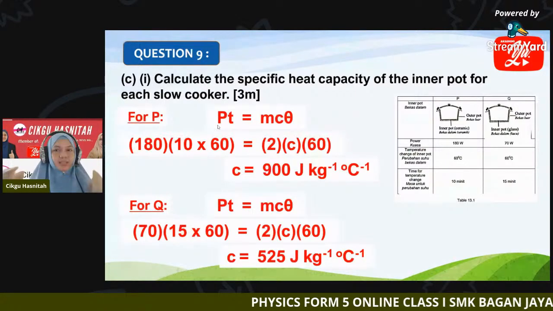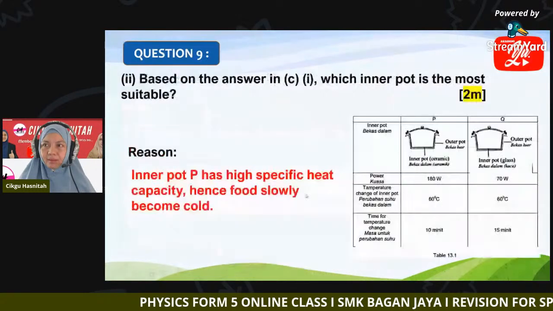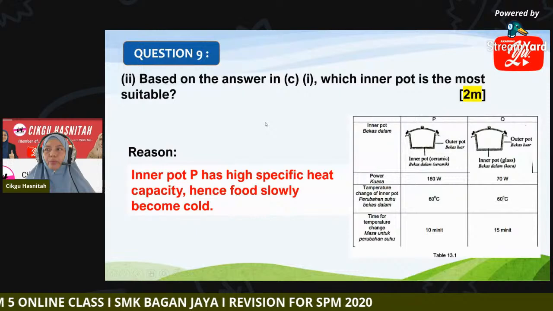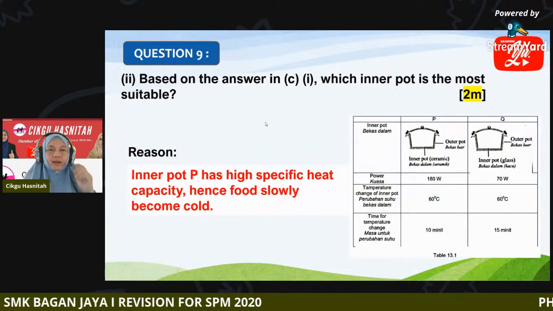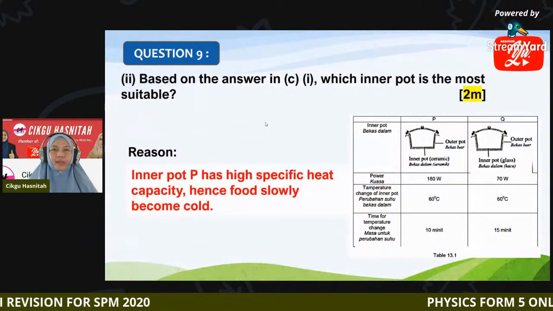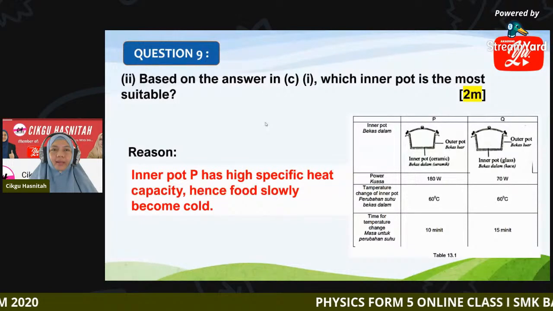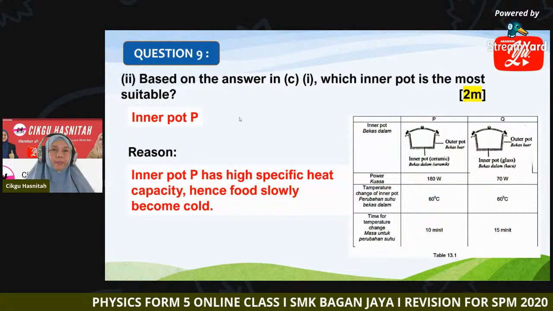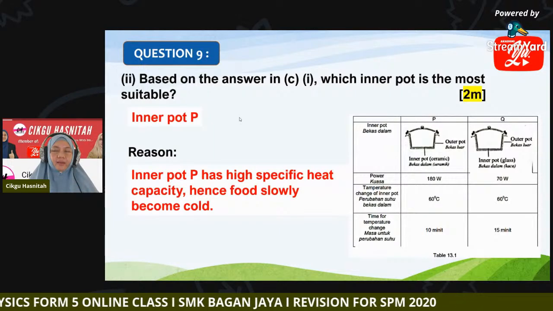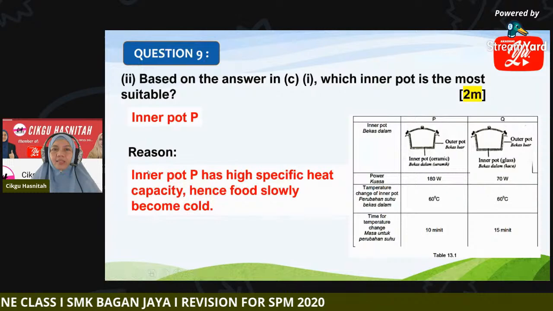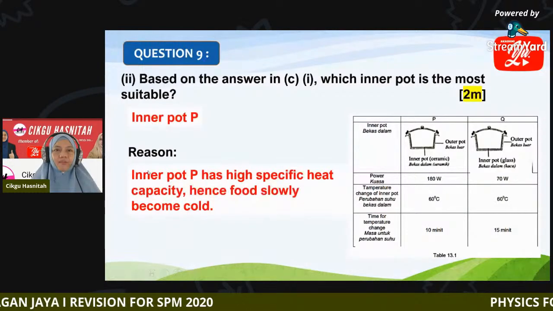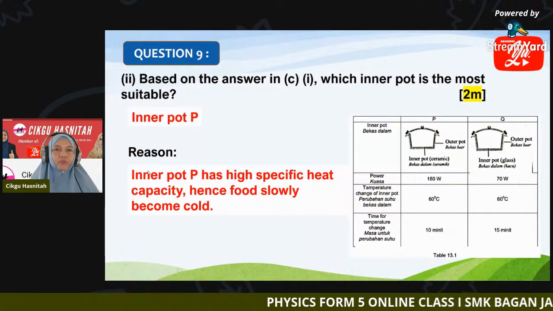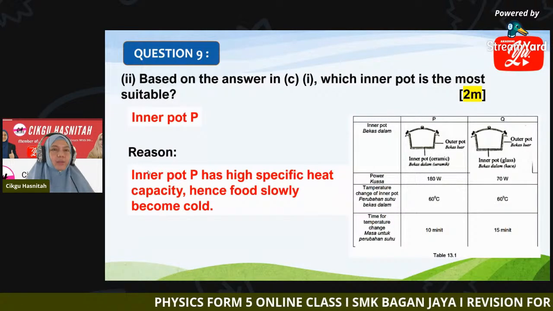Okay, next. Based on your answer in C1, which inner pot is the most suitable? So which one do we want to choose? Inner pot P or inner pot Q? So we choose inner pot P. Why? Because inner pot P has a high specific heat capacity, so the food will slowly become cool.